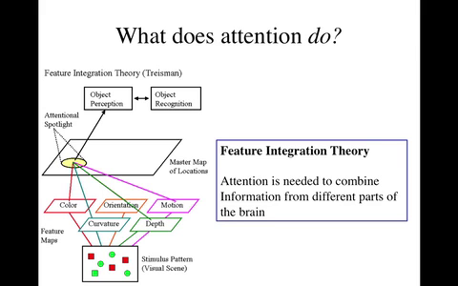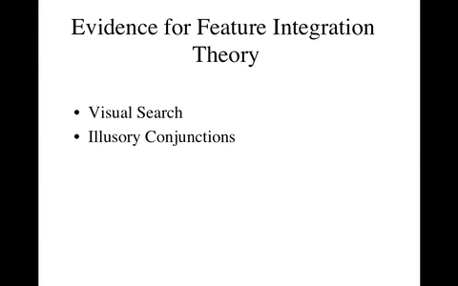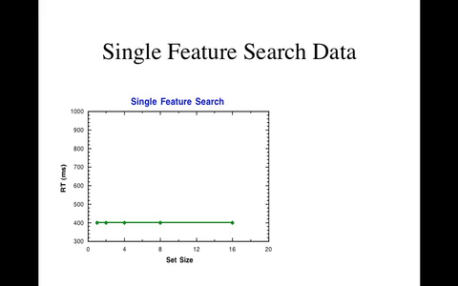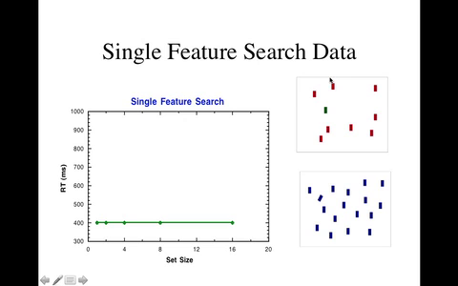And so feature integration theory says that attention is needed to combine information from different parts of the brain. We discussed several sources of evidence for this, from visual search and illusory conjunctions. So in the visual search case, we compared different kinds of search stimuli, and these are some examples. So these are single feature searches. In these cases, for instance, you have to find the green item amongst the red items, or the tilted blue item amongst the other blue items.